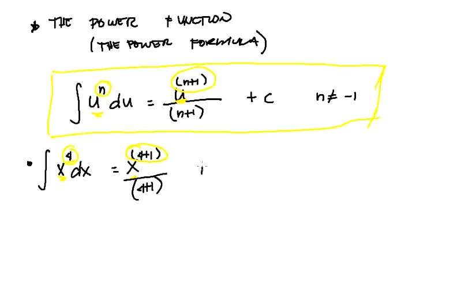And then, of course, to finish the problem, you need to add plus c, or the constant of integration. So let us now simplify. We have x raised to 5 all over 4 plus 1, which is equal to 5, then plus c. So that is now our final answer. We have x to the 5th over 5 plus c. So the integral of x to the 4 dx is x to the 5 over 5 plus c.